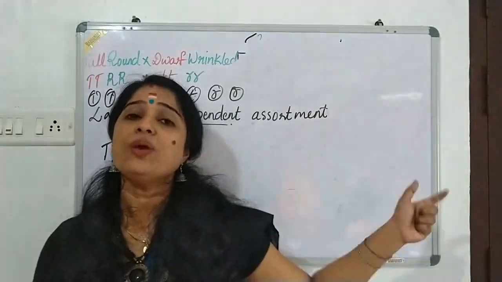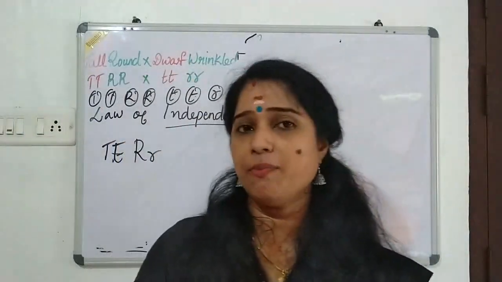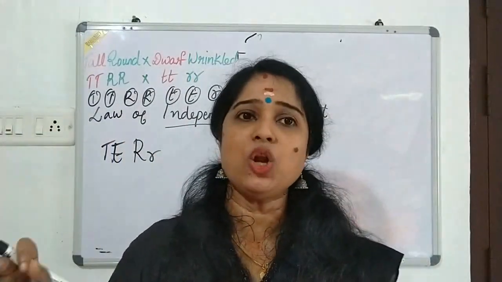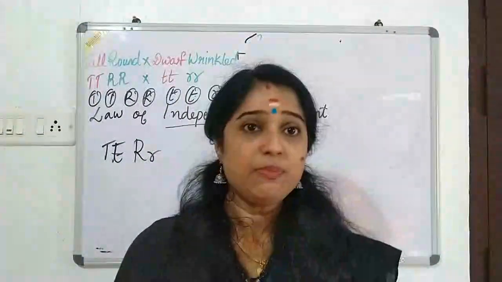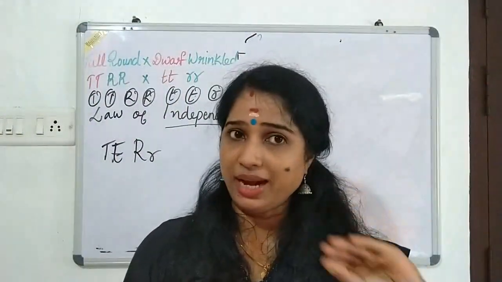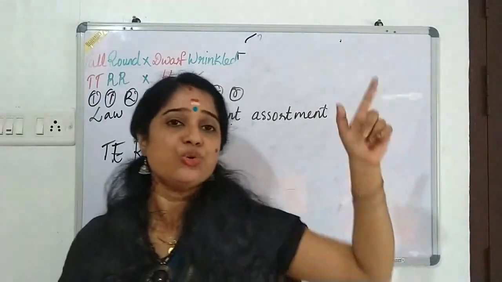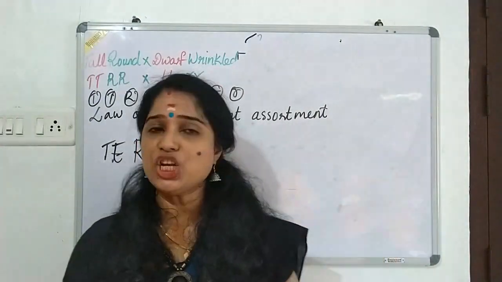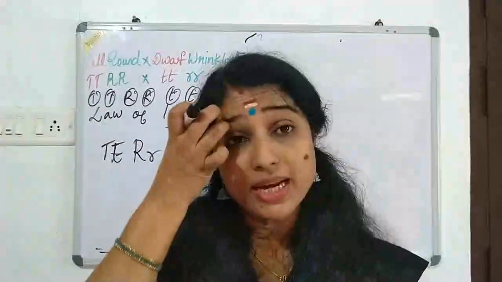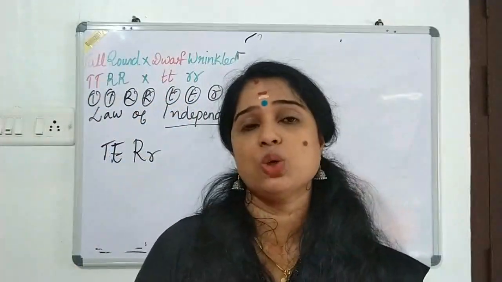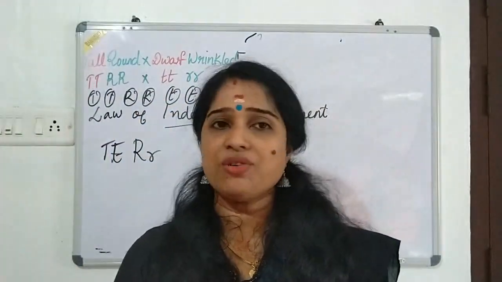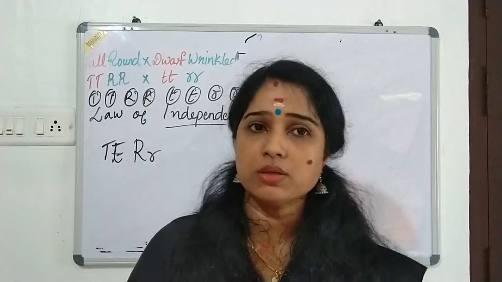In the exam point of view, you may be asked to explain law of independent assortment. It may be of 5 marks. Then you should write the definition. Afterwards, you should explain. You can take any 2 examples and explain in the form of cross, Punnett square. Sometimes you may be asked directly, just do the dihybrid cross.